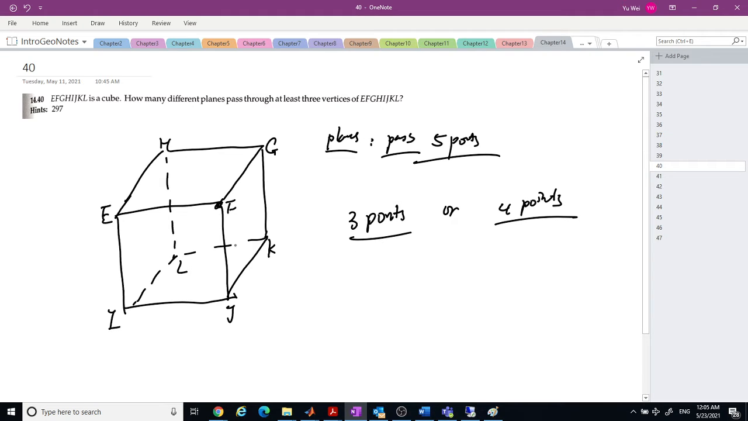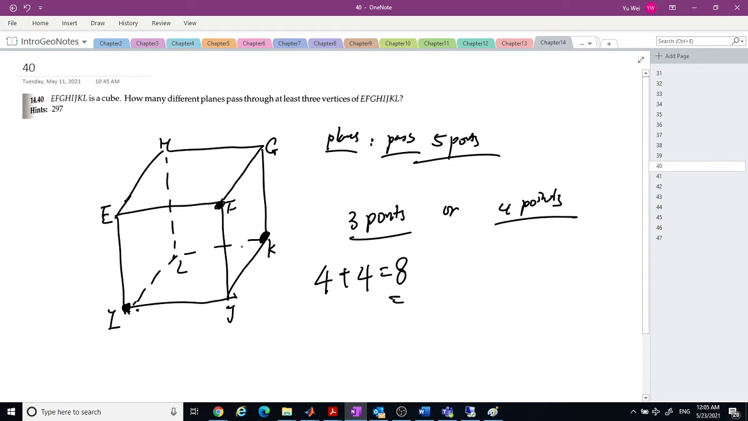Okay, let's see how many of the 3 points. Okay, the 3 points is, we pick this one, right? It's IKF, right? Or IKH, right? And also if you can pick the EGJ or the EGL, right? So basically, if you pick the IK and the EG, there are 4 of them. And if you pick the GL and the FH, there is another 4 of them. They all passing through the 3 points.